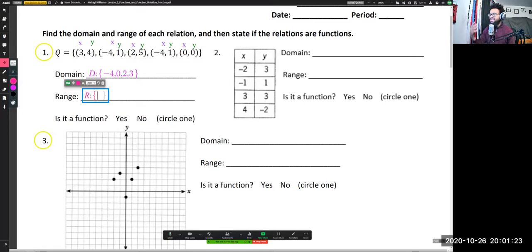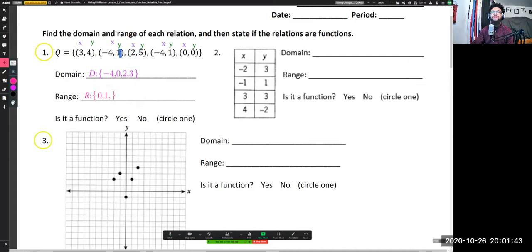So my range is going to be similar to my domain, except instead of X values, I'm going to write out my Y values. Everything else about it will be the same. They're not going to repeat. We're going to write them in order of increasing value from least to greatest. So the smallest one I see is 0. And then I've got a 1. And I've got a 1 in here twice.